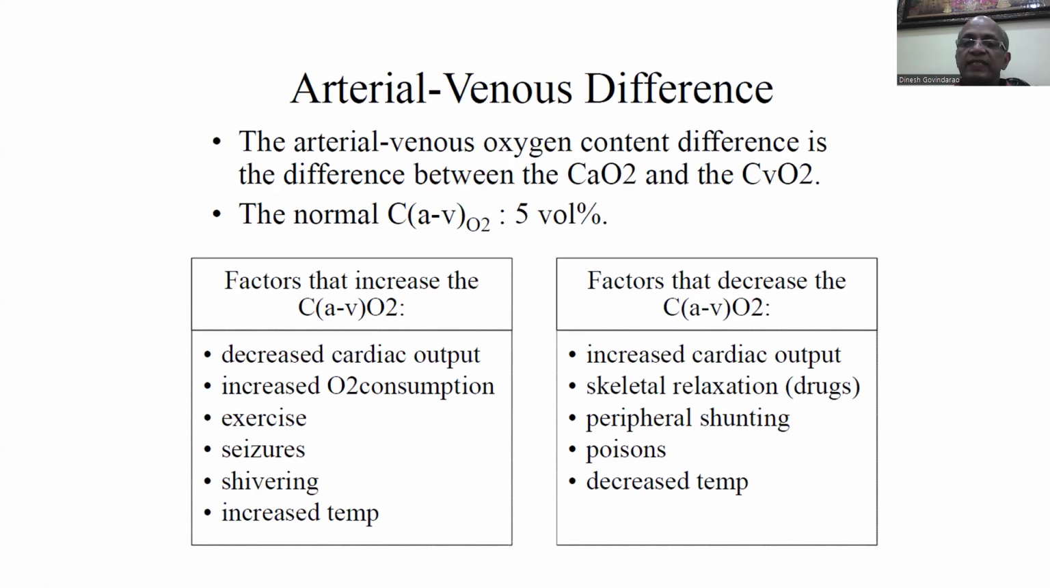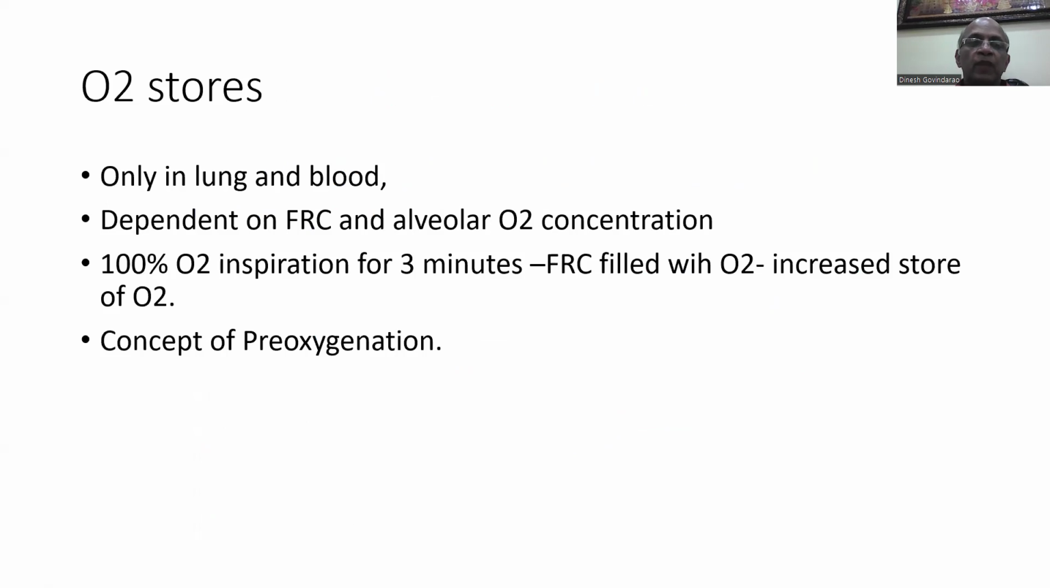The arterial venous difference is about 5 volumes per cent. 20 ml per deciliter goes out and 15 ml per deciliter comes in. Hence, the 5 ml is utilized. The factors which increase this difference are decreased cardiac output and increased oxygen consumption, as in exercise, seizure, shivering, or hyperthermia. The factors that decrease this difference are increased cardiac output, muscle relaxation, peripheral shunting, some poisons, and hypothermia.